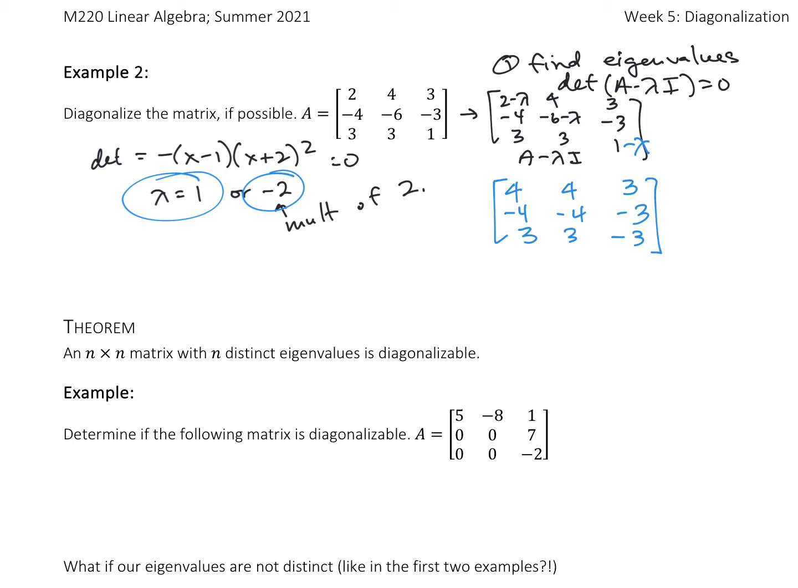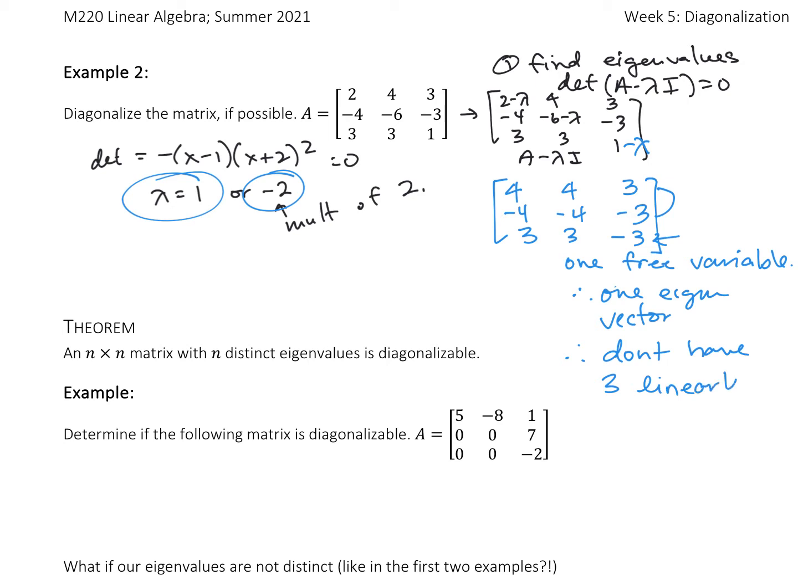And hopefully what you can see here is that I only get one free variable. These two rows are the same, and this one is slightly different, which means that I'm only going to be able to get one free variable in this case. So therefore this is only going to give me one vector. And that means that I don't have 3 linearly independent eigenvectors. So that means that A is not diagonalizable.